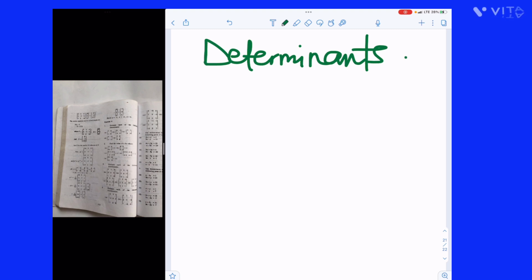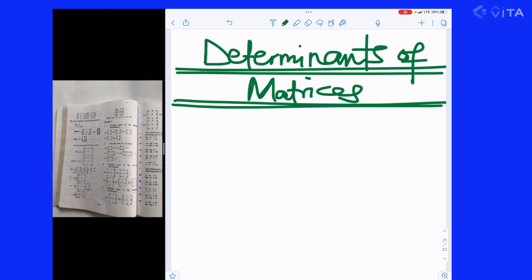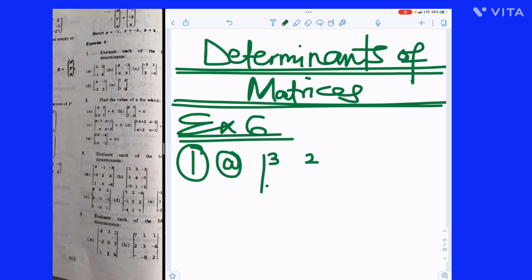The next part of matrices is called determinant. So let's go to determinants of matrices. What we're going to treat here is exercise 6, starting from question 1. It says evaluate each of the following. The determinant of a matrix is usually indicated by using straight lines like this instead of brackets. So we want to find the determinant of this matrix.